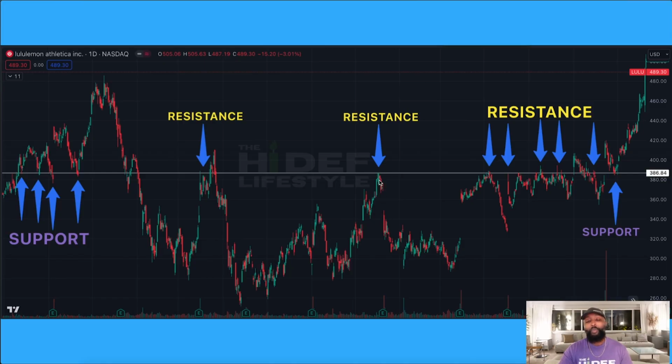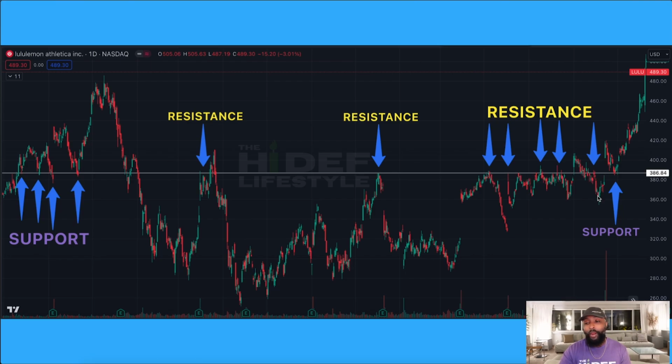So now we view this white line as resistance, a certified level of resistance, because we have two touches. All right, we want to see two or more touches. The more touches, the more valid the level becomes. And then look at all of this price action right here. It was rejected from this white line multiple times back to the downside. So now it becomes a strong level of resistance.